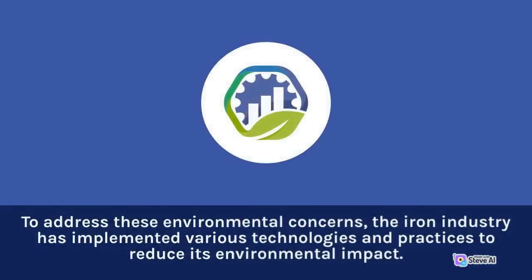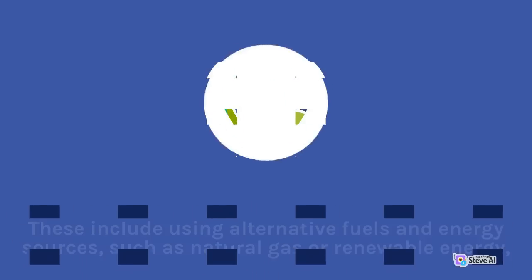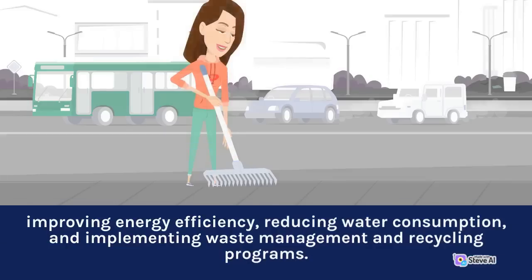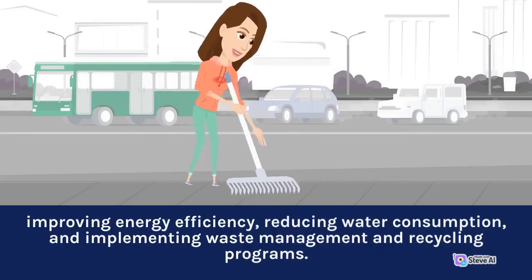To address these environmental concerns, the iron industry has implemented various technologies and practices to reduce its environmental impact. These include using alternative fuels and energy sources, such as natural gas or renewable energy, improving energy efficiency, reducing water consumption, and implementing waste management and recycling programs.